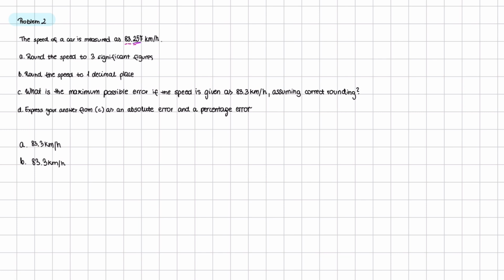Then we have point C. What is the maximum possible error if the speed is given as 83.3 kilometers per hour, assuming correct rounding? So if it was rounded to one decimal place, our true value could be between 83.25 and 83.35.